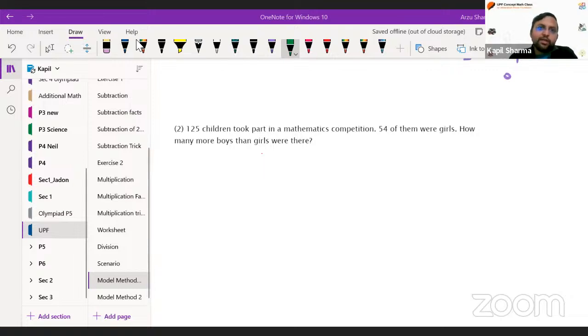So here we have 125 children. They took part in a mathematics competition. 54 of them were girls. How many more boys than girls were there?